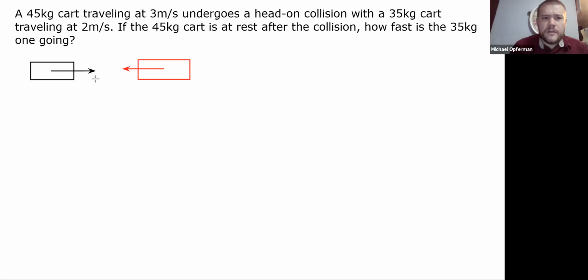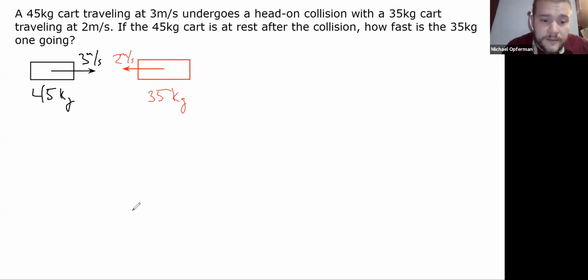Let's see, cart number one is 45 kg, so that'll be this guy. And this is moving at 3 meters per second. And the red one is 35 kg. And that's moving at 2 meters per second.